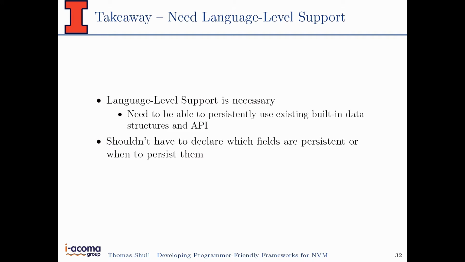And when you do so, you shouldn't have to declare which fields are persistent or when to persist them. It's just too hard. They'll make a lot of mistakes. And the final thing I've been harking on is that you need to have built-in support for failure atomic regions. I think that's a given and self-evident: any meaningful program needs to have a notion of rollback.